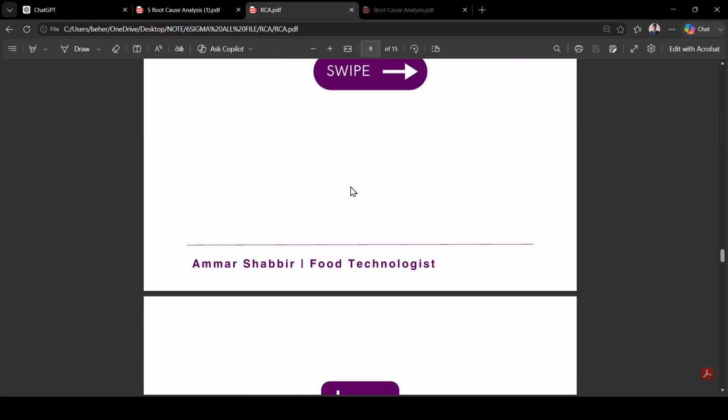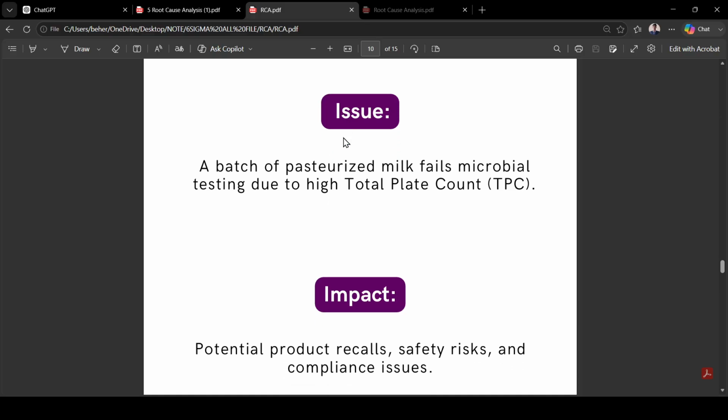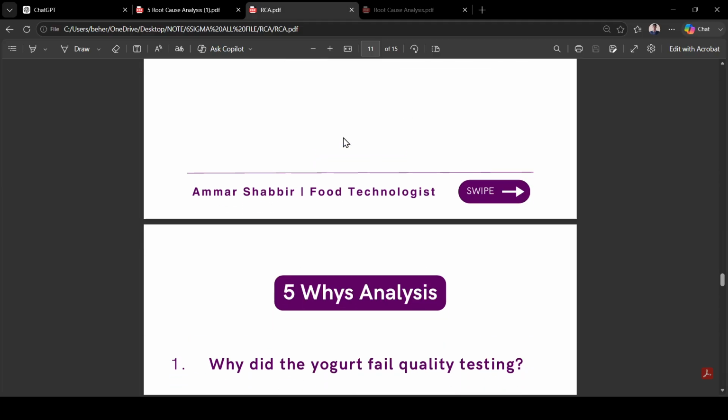Then an RCA example. Issue: a batch of pasteurized milk fails microbial testing due to a high total plate count (TPC). Impact: potential product recalls, safety risks, and compliance issues.